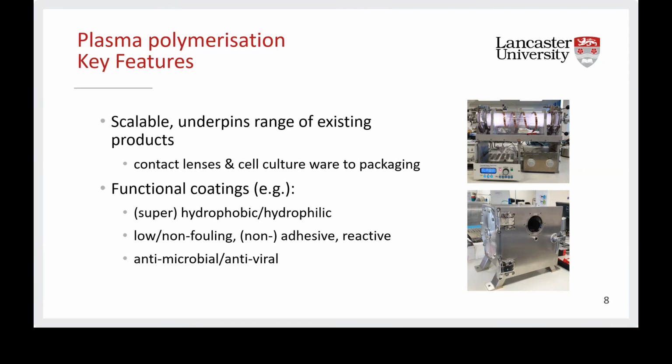It has proven scalability. It underpins a range of existing products, lenses, cell culture ware through to juice cartons. So it is proven in scale-up activities. And as expected from the content of this talk, you can use it to create functional coatings. So if you wanted your thing to be hydrophobic, anti-fouling, adhesive, antiviral, antimicrobial, and so on, you can do that with plasma polymerization. So the images on this slide show two of our lab-based systems.